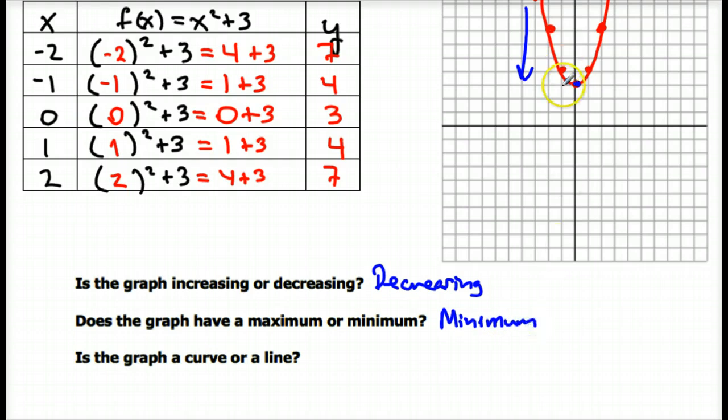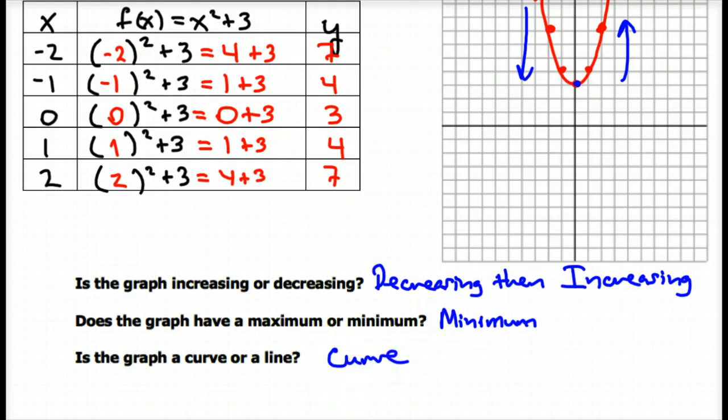And then after you go past that point and you move from left to right, you'll notice the y values start going back up. And so this graph, not only is it decreasing, but it's also increasing. So it starts out decreasing, and then it starts increasing. Okay, and finally the question's asking, is the graph a curve or a line? Well, this one would obviously be a curve.